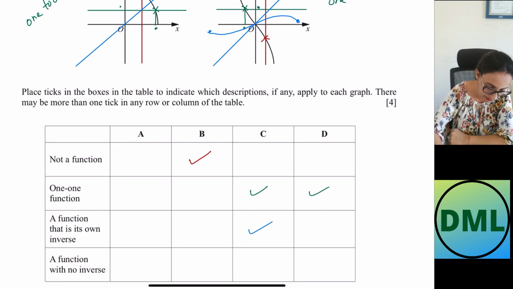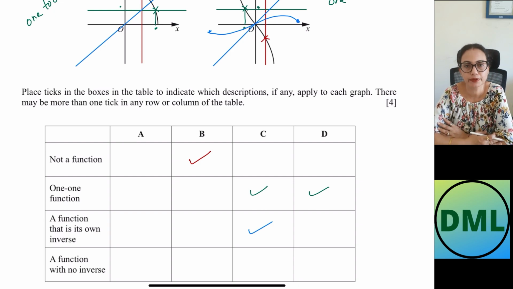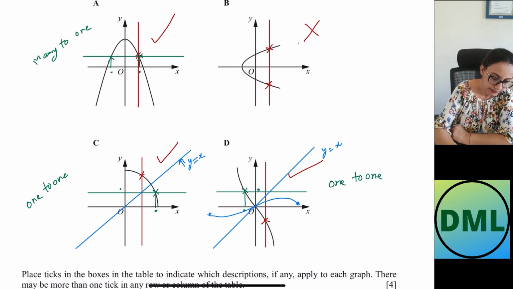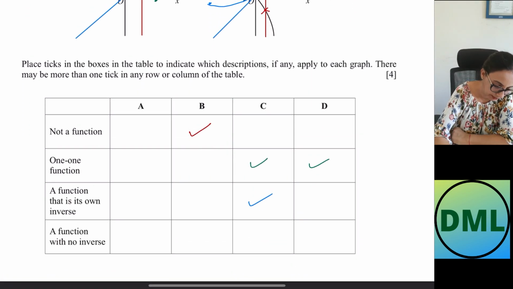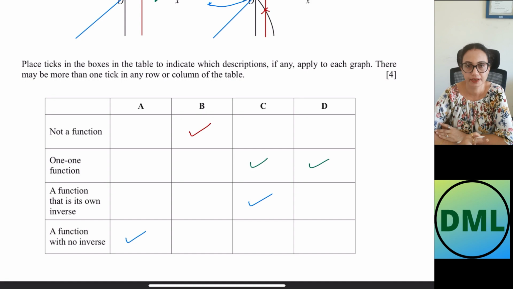What he is asking next? A function with no inverse. Inverse is not possible in many-to-one function. Which is our many-to-one function? This is our many-to-one function. That means the answer A is correct. Let's put the tick here in A. This will be my answer. I hope now it is clear for everyone how to check whether it is a function, a one-to-one function, an inverse function, and many-to-one function.